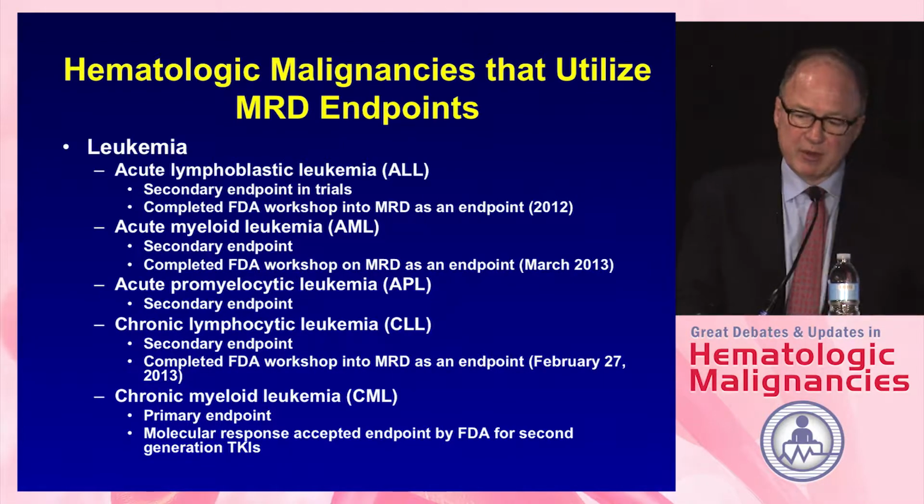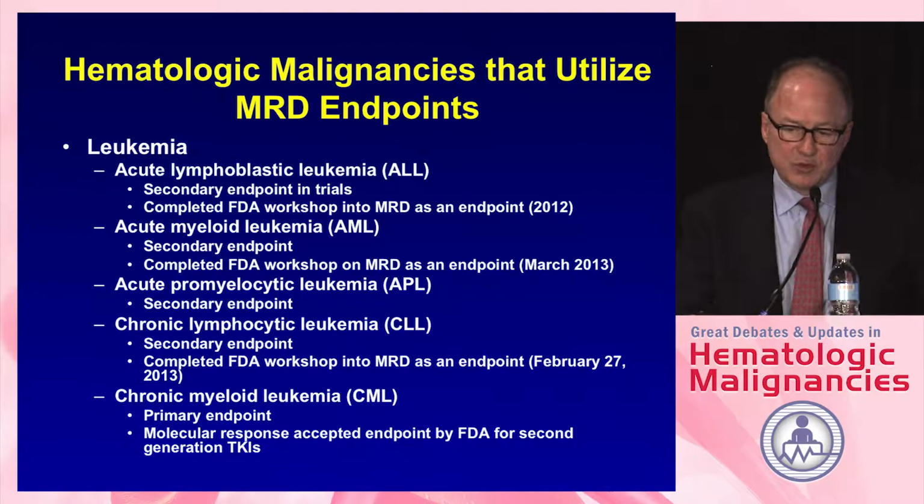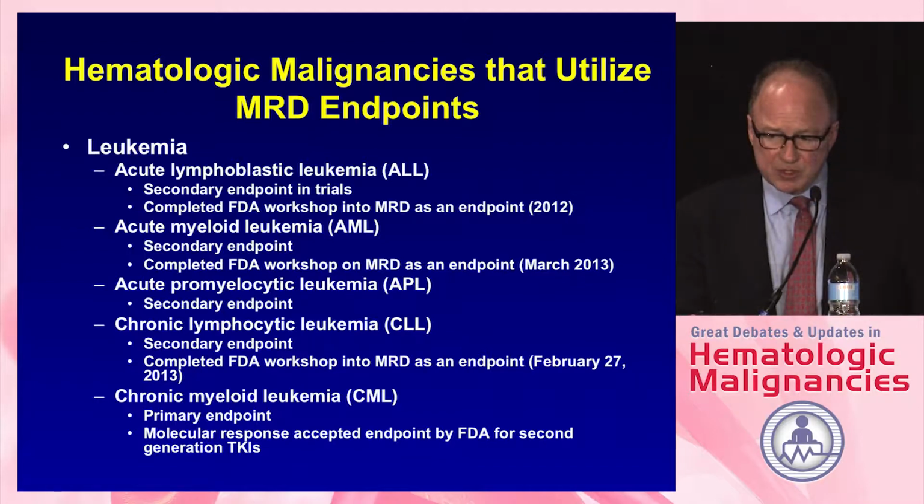I wanted to frame it a little bit more broadly around other hematologic malignancies. Obviously, in leukemia, this has been around for a while, but I want to emphasize the message of this slide, which is that basically secondary endpoint has been the uniform, unifying parameter here for both ALL, AML, APL, CLL, and indeed CML as well.